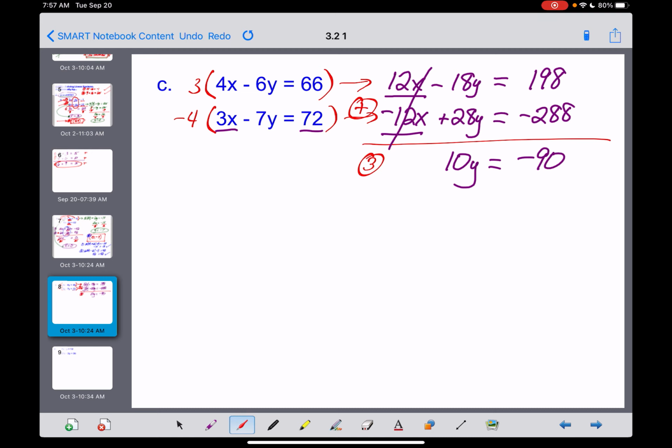That's a one-variable statement. We can solve this. We can divide both sides here by 10. Okay, lickety split, and we're going to get y is equal to negative 9. So I'm going to circle that. That's the first half of our solution.